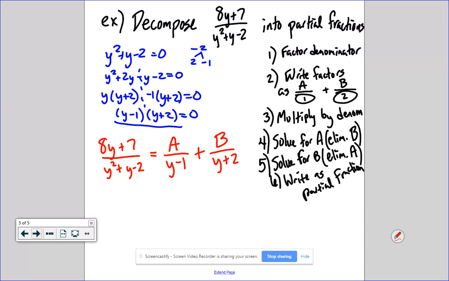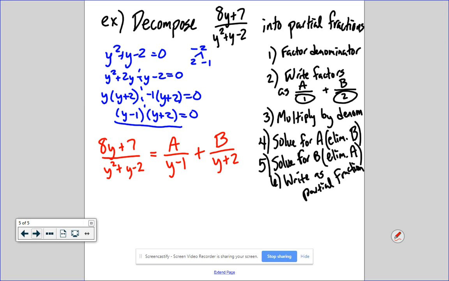All right. So that's step two. Write it up as factors. A over one factor, B over the other. And again, the goal here is to solve for A and B. It's the whole goal of this process. And A and B are just going to be numbers. Simple numbers. So, we've done step one in blue. We did step two here in red.